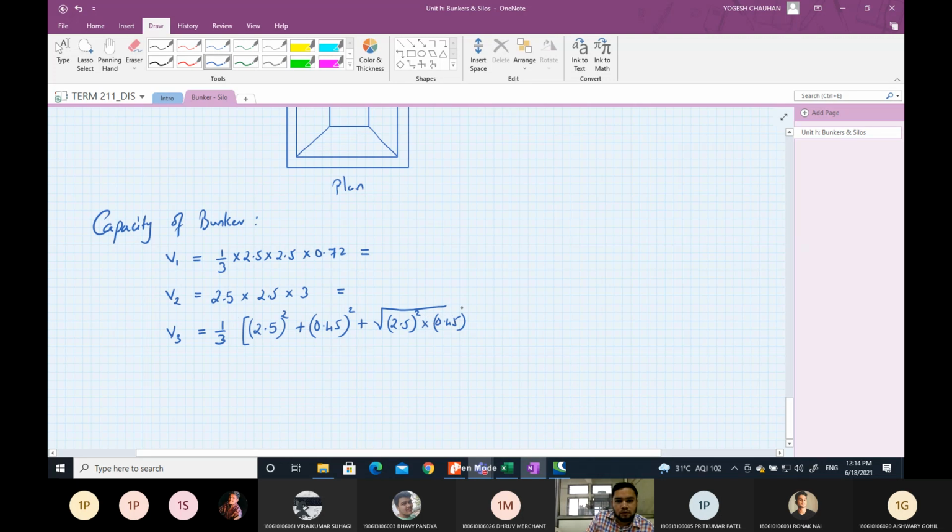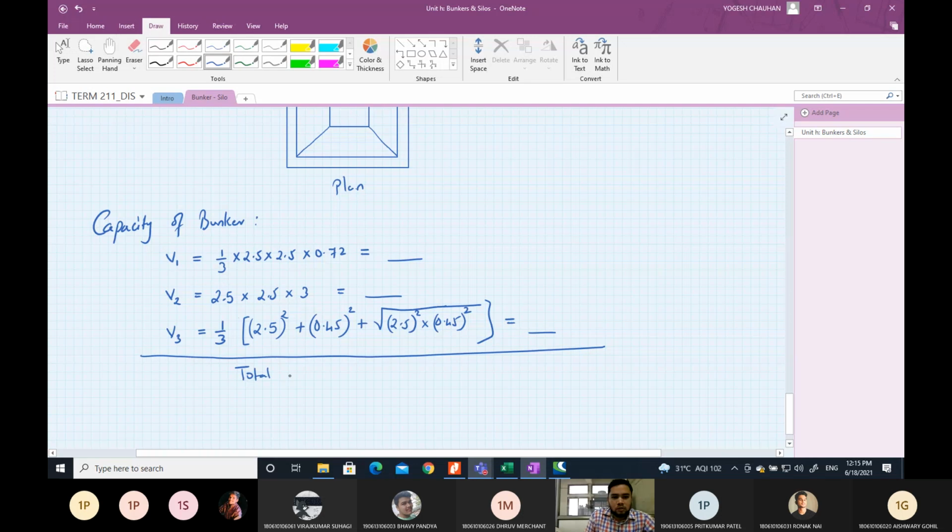So how much is this value? So from this you will get the total volume of the material stored.